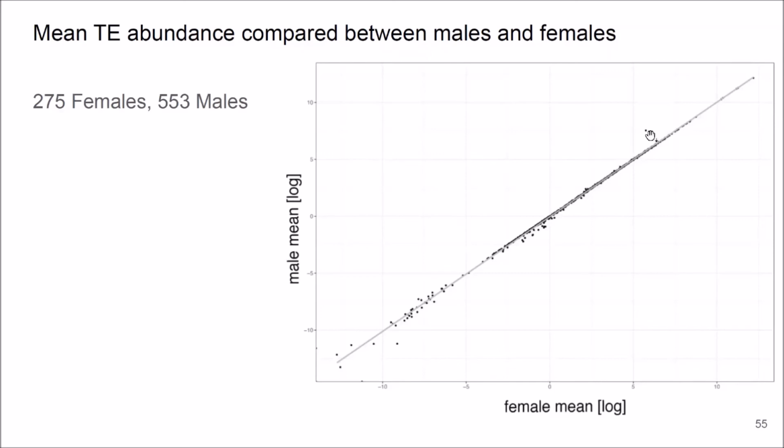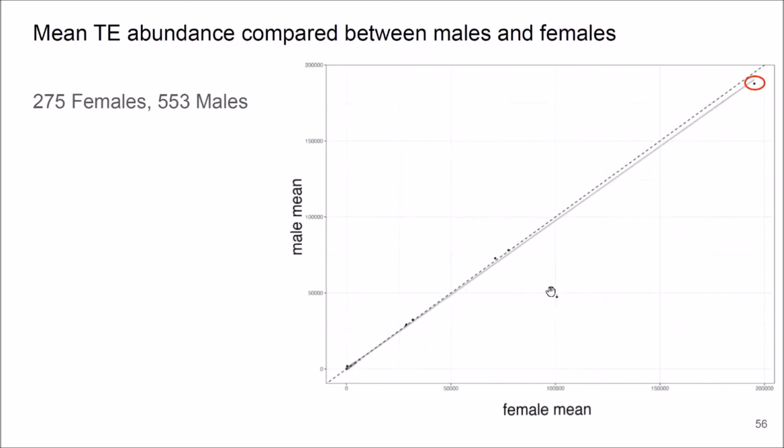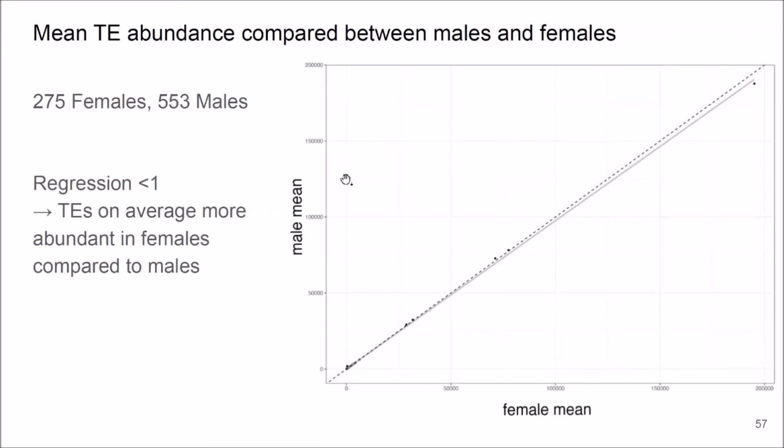And everything that is, for example, this here is more abundant in males than on average, and everything that's around here is more abundant in females on average. And if you look at this on a non-log transformed scale, you can see that you don't see much, because as I said, you have Alu here and then everything else here in the corner. But what you can see is that if you lay a regression line into this, it is a bit lower than 1, which suggests that TEs on average are a bit more abundant in females compared to males.